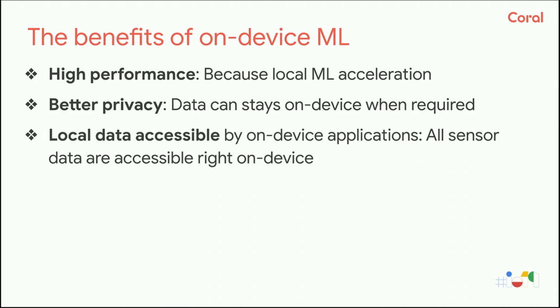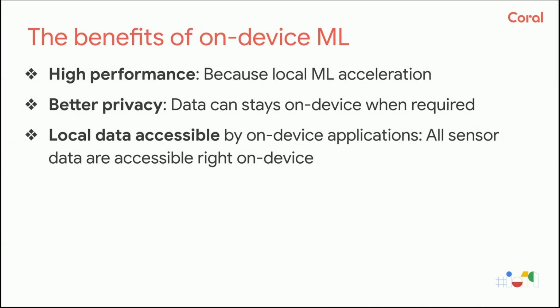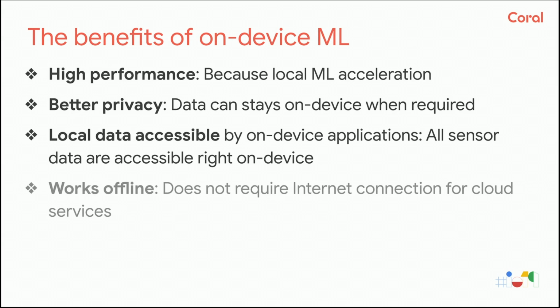And also, because data stays local, all the information coming from the sensors on the device can be accessed and used to compute your machine learning results right there, rather than having to send the data to the cloud, to the server, to compute and send the data back, right? So this is another way to look at it. It's a much better performance because every piece of data is locally available.